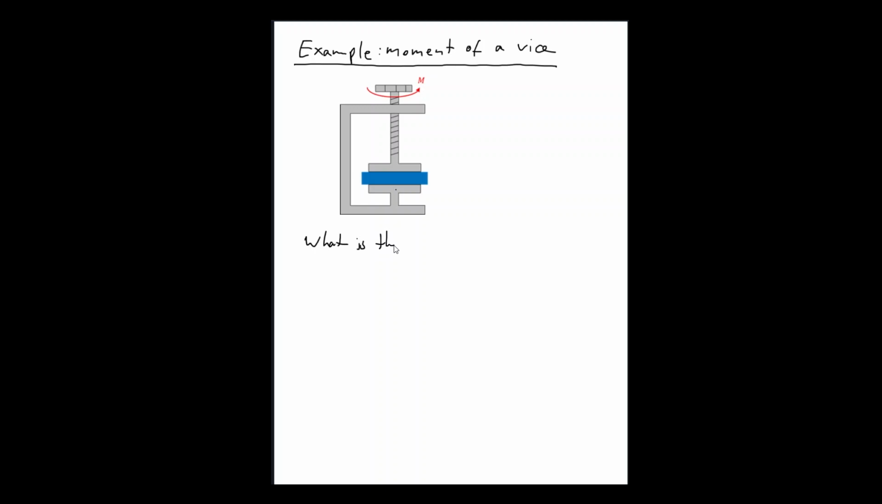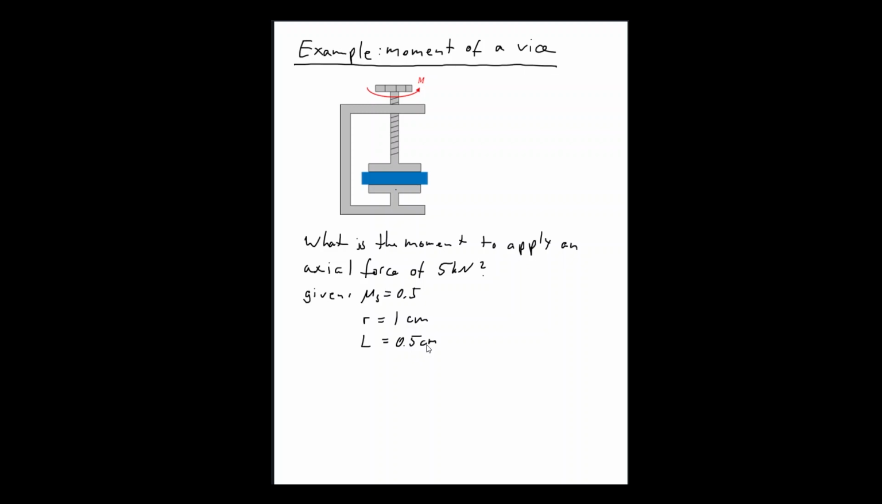what is the moment to apply an axial force of 5 kilonewton. And we're given mu s, the friction coefficient, is 0.5. The radius r is 1 centimeter. And the screw lead L is equal to 0.5 centimeters.